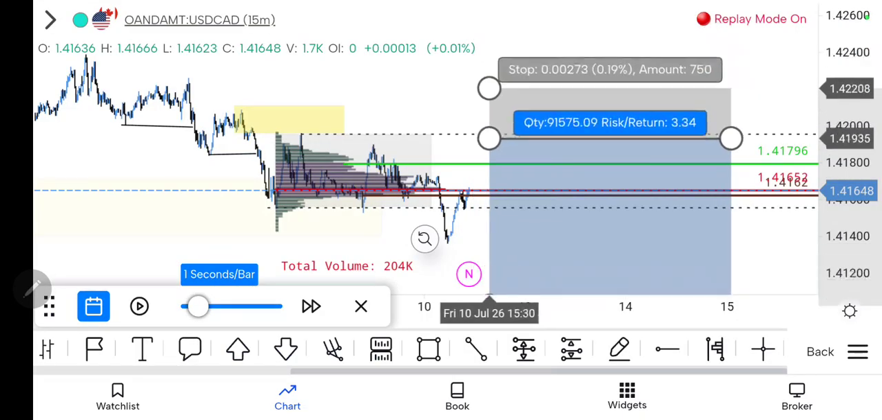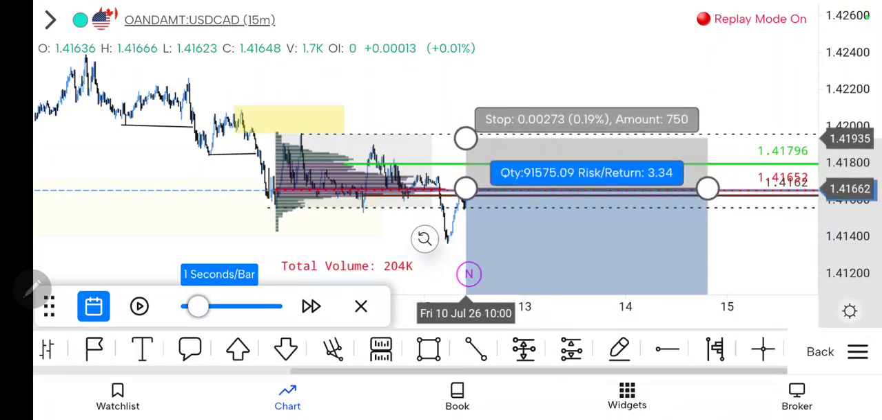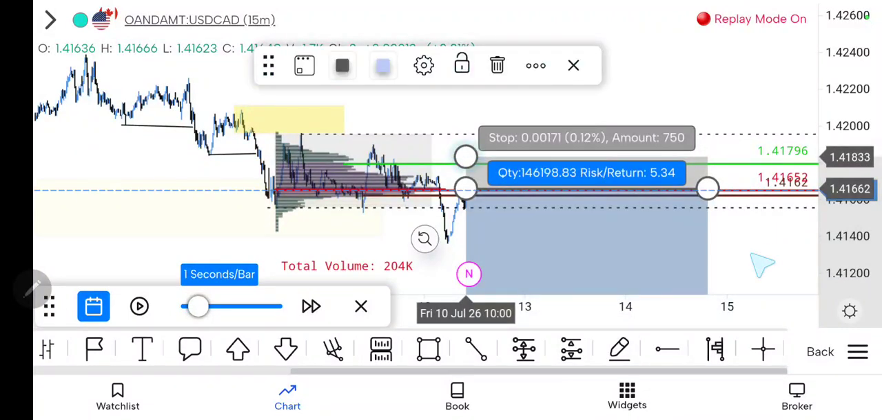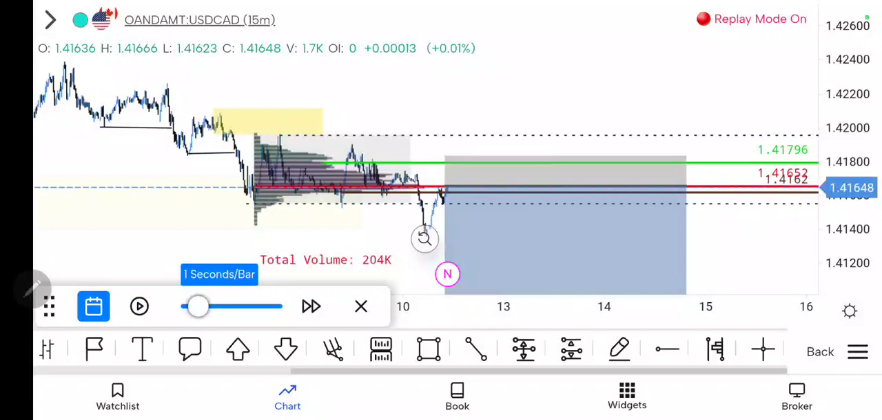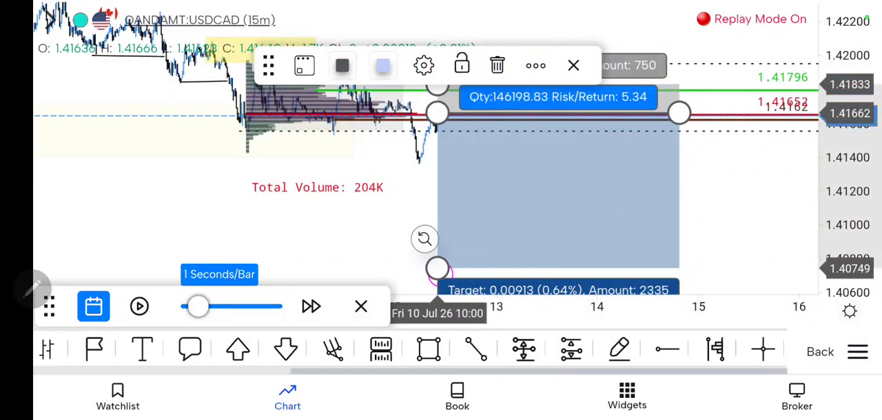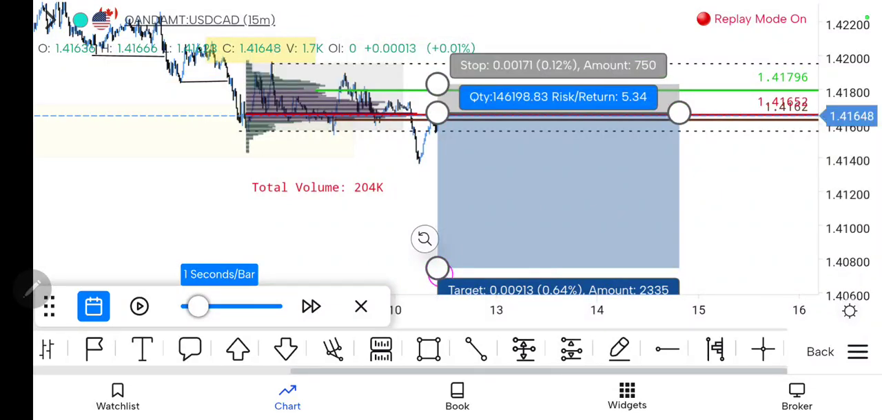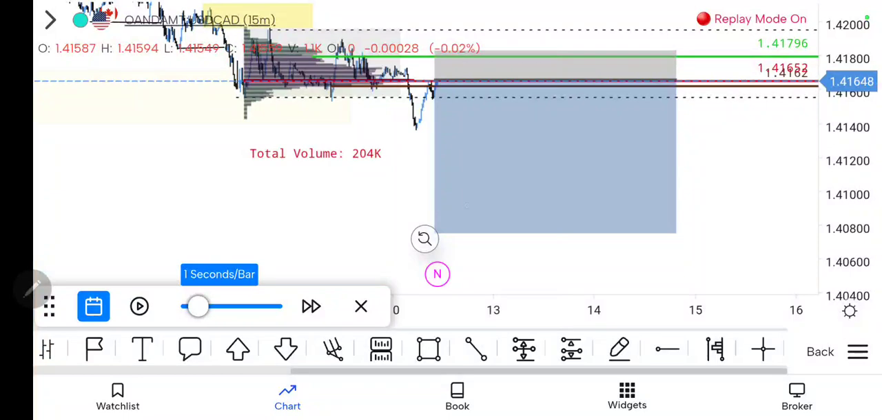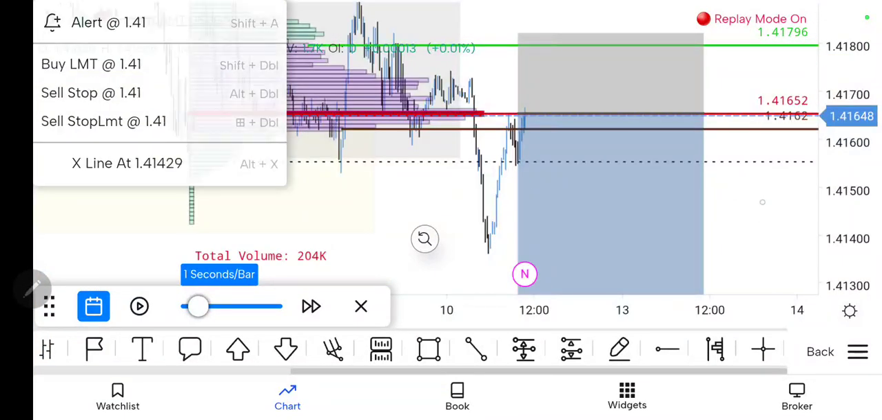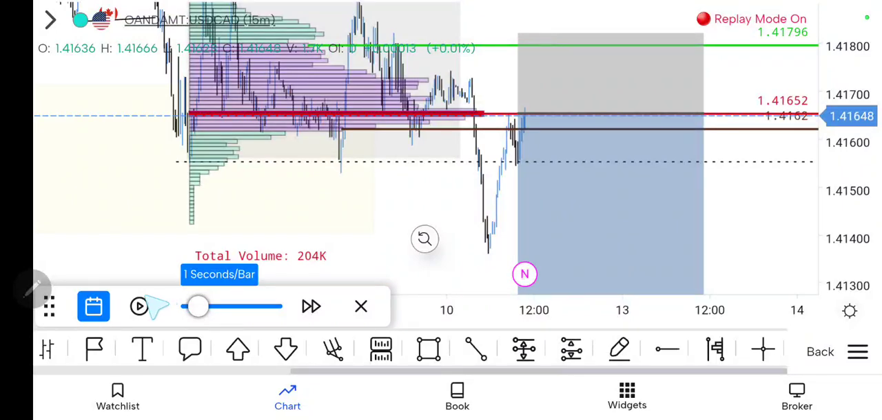Sorry for that. We first pull this up. Okay, this is a 1 to 5. We want a 1 to 3 trade. So with everything set, let's play price and see what happens.